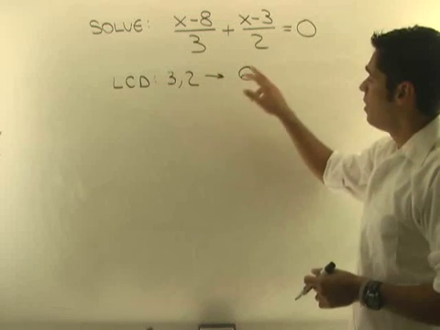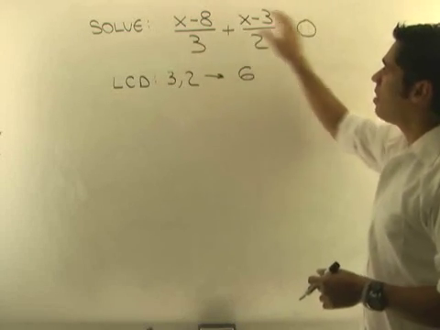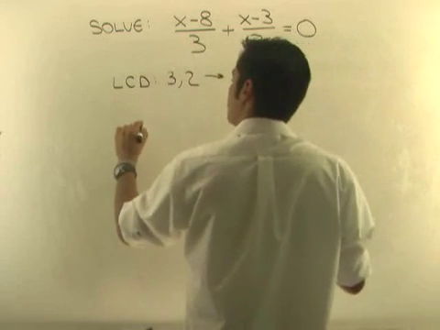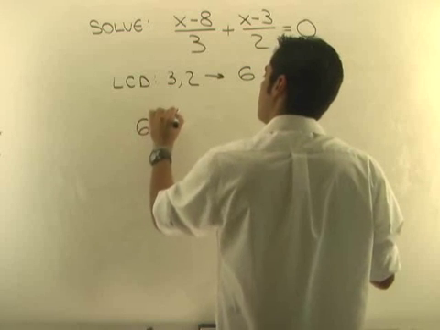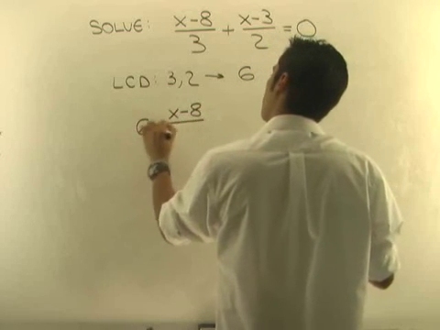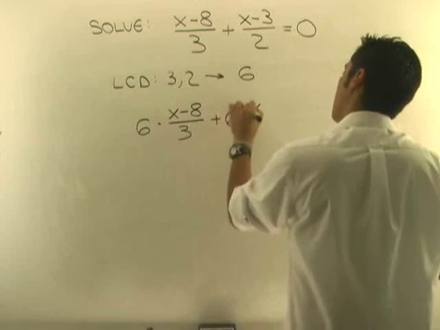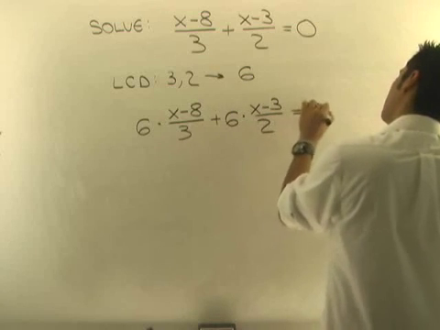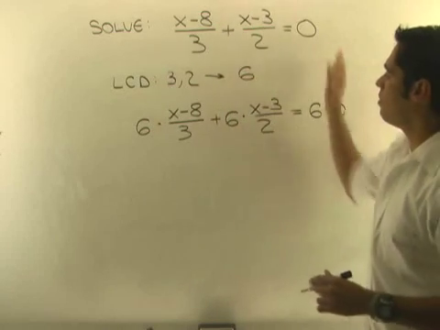Now what we do is we take this 6 and we multiply every single term on both sides of the equation by 6. So I'm going to multiply this first term by 6. So 6 times (x minus 8) over 3 plus now 6 times (x minus 3) over 2, and then equals 6 times 0. So I came in with the LCD and I multiplied every single term by that.